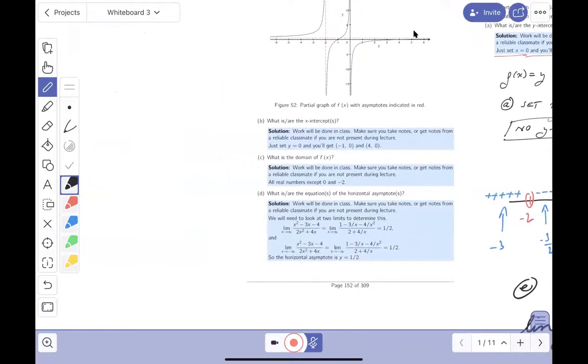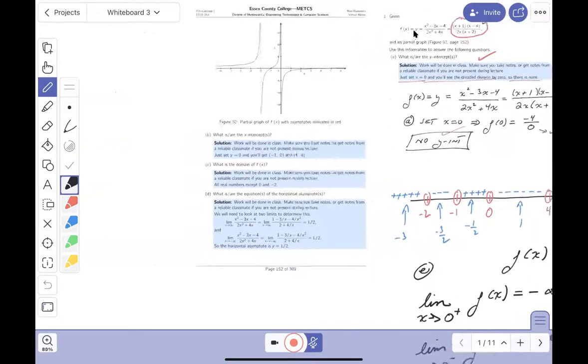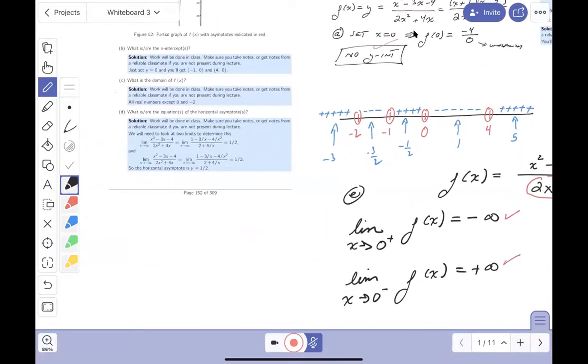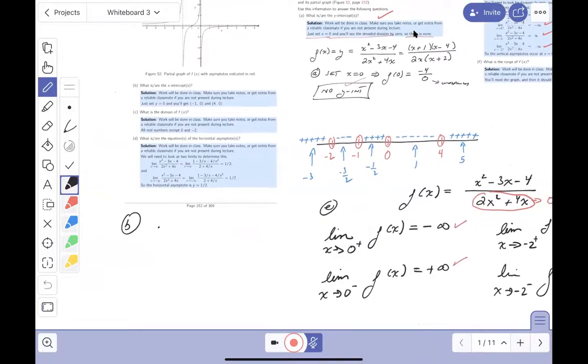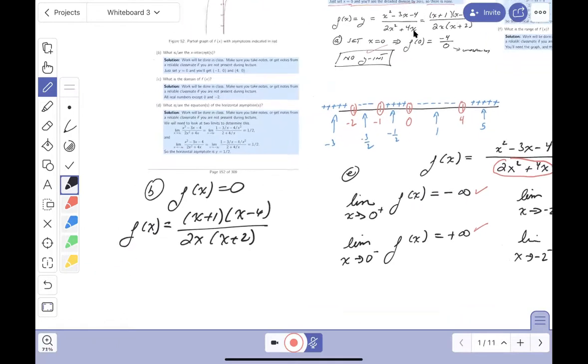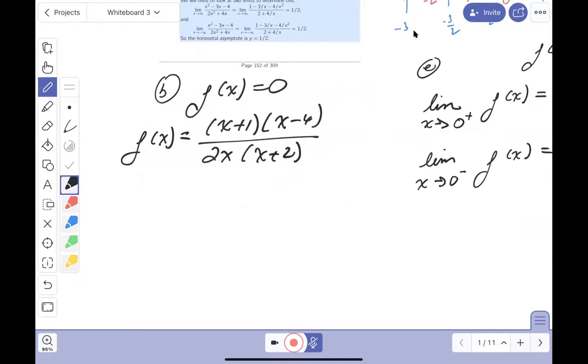B says, what are the x-intercepts? Well, let me write this down again for you. And I'm looking at it. This is B now. What are the x-intercepts? It's when the function is equal to 0. Well, what's the function? The function f of x, I'm going to put the factored form down, is x plus 1 times x minus 4 over 2x times x plus 2. I push this up. We'll look at the key later. So I'm going to say, when does that function equal 0?